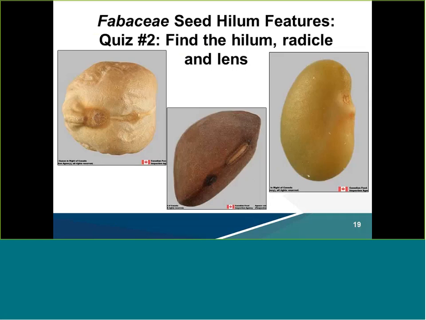So here we go. Of course, I'm not only going to show you the picture, I'm going to ask you to do a quiz along with it. So much like quiz number one, this quiz is in two parts. For each of these three seeds, label three things. Where's the hilum? Where is the radical? And where is the lens? Now remember that the lens is going to be on the opposite side of the radical. And part two, like part one, see if you can recognize them.